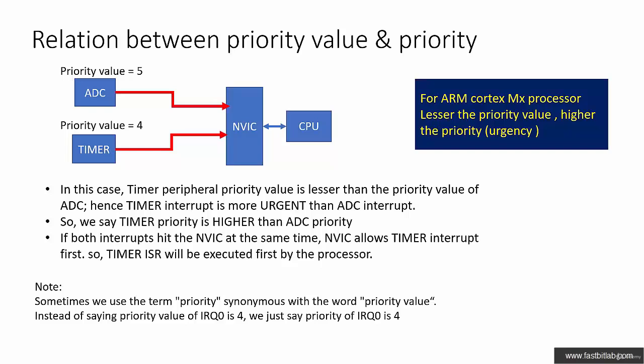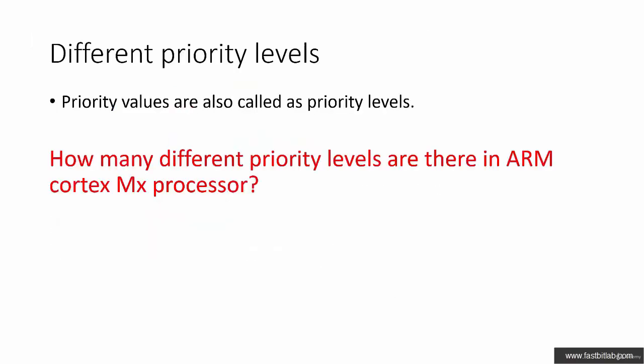Sometimes we use the term priority synonymous with the word priority value. So instead of saying priority value of IRQ0 is 4, we just say priority of IRQ0 is 4. I hope you can notice that usage. The takeaway from this slide is very important. For ARM Cortex-M processor, lesser the priority value, higher the priority.